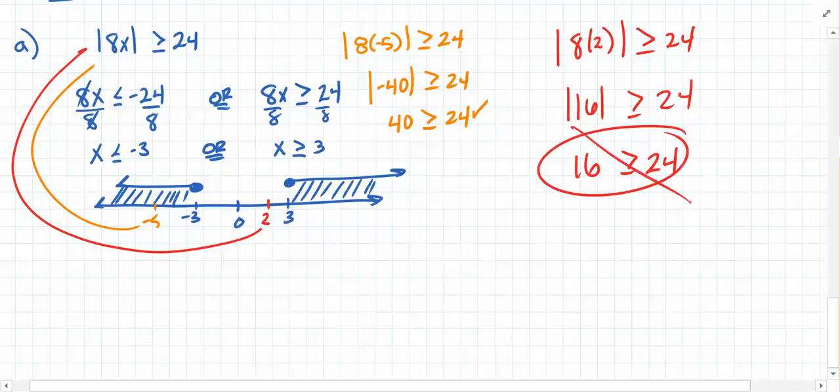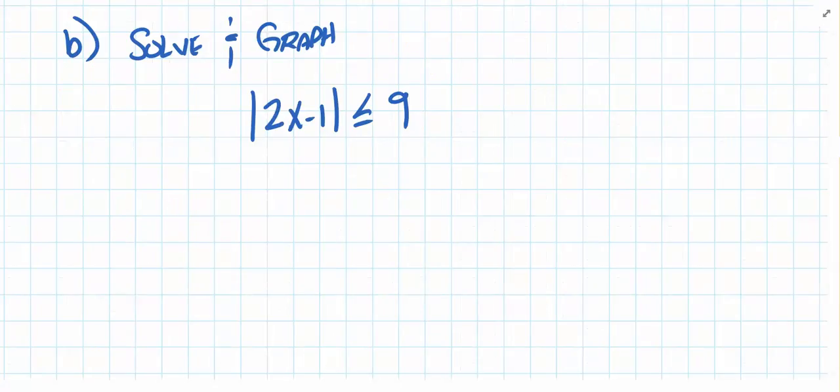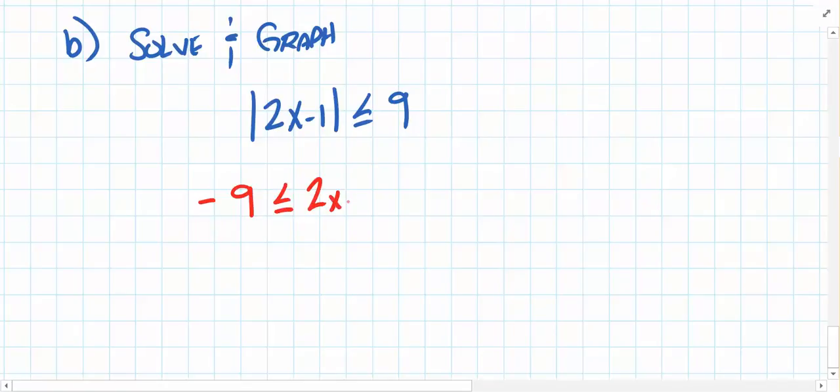Okay, we're going to solve and graph this. The absolute value of 2x minus 1 is less than or equal to 9. Okay, if it's a less than statement, then my compound inequality will be joined by the word and. Very good. So I'm going to have my compound inequality. It's going to say this. Negative 9 will be less than or equal to 2x minus 1, which will be less than or equal to positive 9. I have a compound inequality joined by the word and. That's how we set it up.